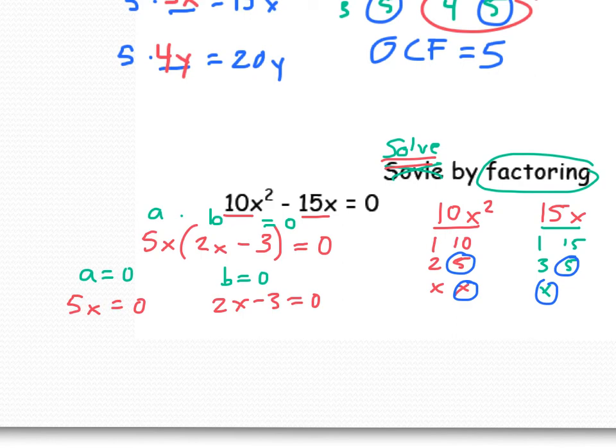So the left one, 5x equals 0. You might think, what does that mean, 5x equals 0? Well, if I divide by 5, what's 0 divided by 5? That's 0. That's my answer there.